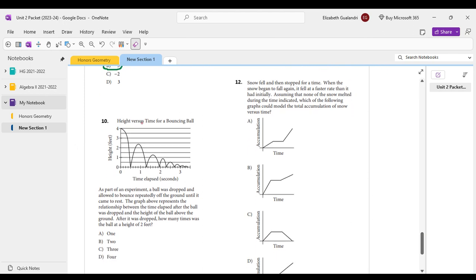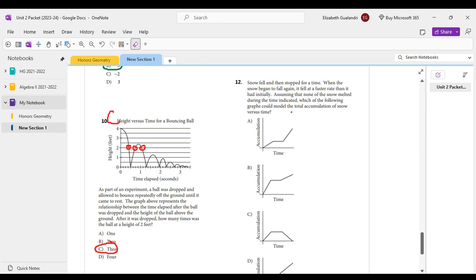Number 10, we have a bouncing ball. So there's that ball bouncing. There's an experiment. It just says after it was dropped, so after the 0, how many times was the ball at a height of 2 feet? So we want to count. There's 1, 2, 3 times that it's at a height of 2 feet. And so we get C for our answer there.